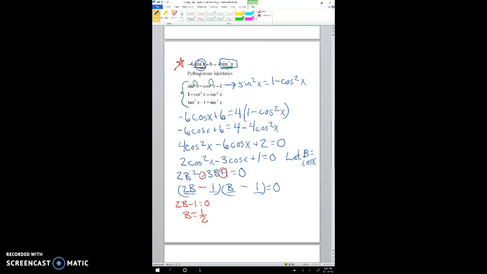Excuse me. B stood for cosine x. Cosine is the x-coordinate around the unit circle, and the x-coordinate is equal to 1/2 at pi over 3 and 5 pi over 3. Then over on this side, you get b minus 1 equals 0, b equals 1, cosine equals 1. And the only time that happens is when x equals 0 radians, so right at the start of the unit circle. So this equation has three solutions, and there they are.